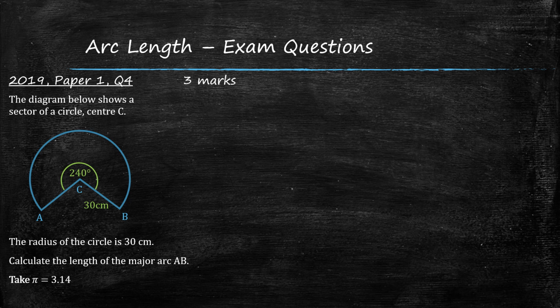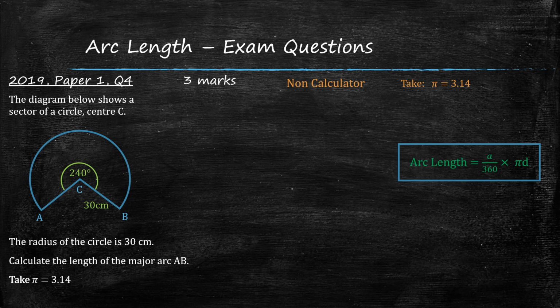So as the diagram shows, the angle for this sector is 240 degrees and we have a radius of 30 centimeters. Now the first thing to note, this is a paper 1 question, so it's non-calculator. And as stated, we have to take pi equal to 3.14. It is an arc length question, so the formula for arc length is a over 360 times pi d. So let's jump in to solve this question.